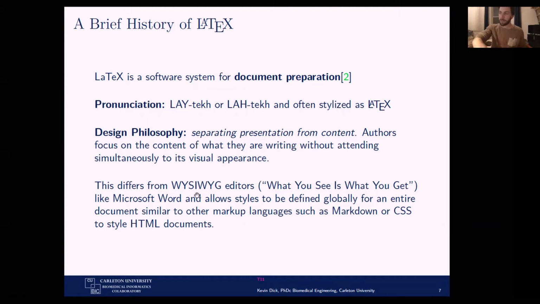So it's different from WYSIWYG, what you see is what you get, things like Microsoft Word. And what it allows you to do is actually define global parameters or global types of settings or representations. And this is very similar, for those of you who are familiar, to other types of markup languages. So Markdown basically has certain sets of characters and types of markup that you can use to specify how something will appear. So all you have to do is add those characters and it stylizes it for you.